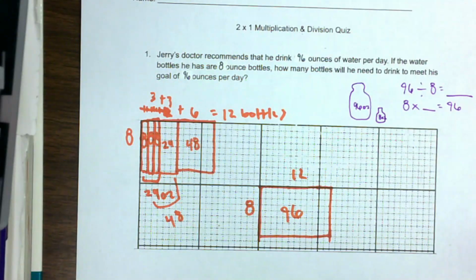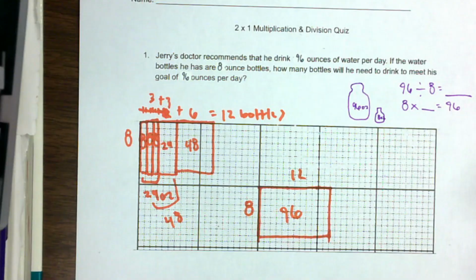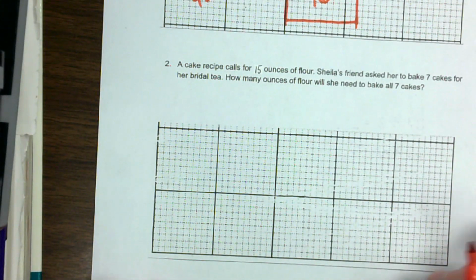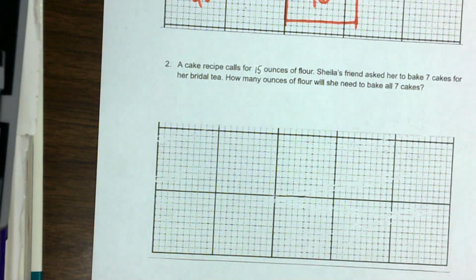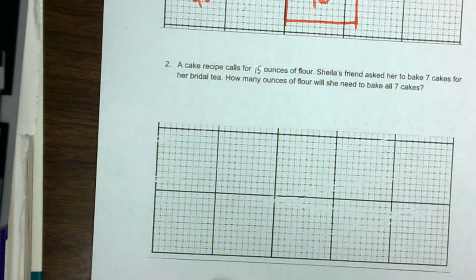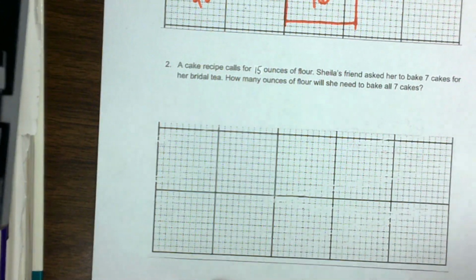On last week's test, they had the most difficulty on division, and it is because there are so many options. There's so much that you can do differently to find an answer. It's not straightforward like multiplication. However, multiplication, let's do an example. So a cake recipe calls for 15 ounces of flour. Sheila's friend asked her to bake 7 cakes for her bridal tea. How many ounces of flour will she need to bake all 7 cakes?